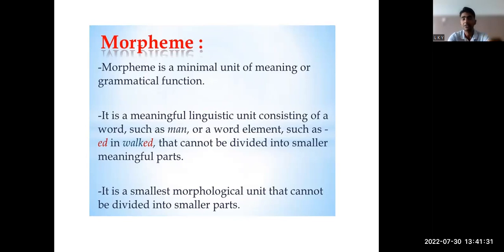Let me clarify. Take the word man. It can't be divided into two meaningful parts. It can be, but there will be no meaning to that. If I separate m from an, it becomes m and n, but this will not make any sense. In the same way, if I take the word walked and separate ed from walk, ed alone has no meaning, and it cannot be divided further. Walk is another word. So a morpheme is the smallest, shortest, minimal unit that cannot be divided into smaller parts.